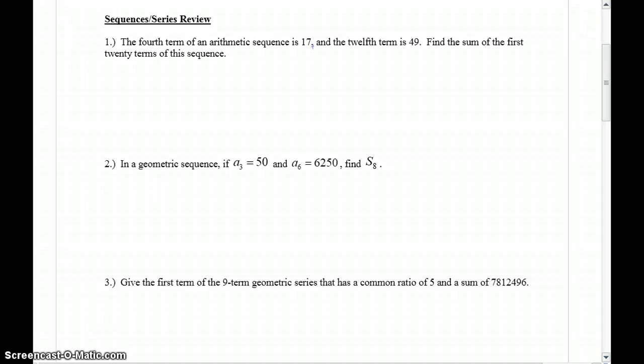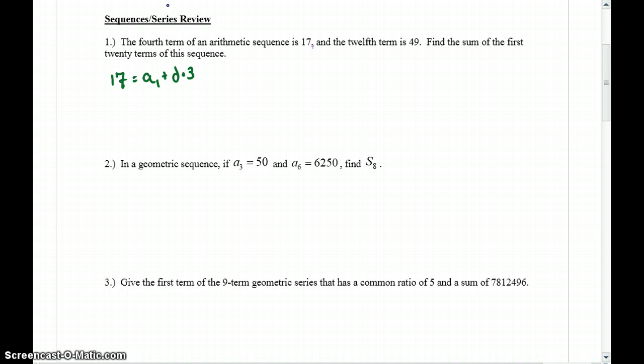This is page 1 of the Sequences and Series review. We're given that the fourth term of an arithmetic sequence is 17. So I'm going to write 17 is going to be the first term, I don't know what that is yet, plus the common difference, I don't know what that is either, times n minus 1. It's the fourth term, so I will say n minus 1 is 3.